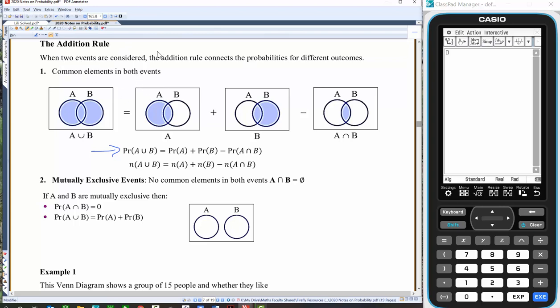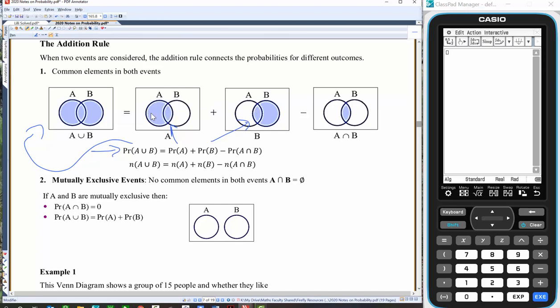All right, so when two events are considered, the addition rule connects the probabilities for different outcomes. So here we've got the A union B. So that's what that is. A union B is equal to the probability of A. So we're going to take the probability of A plus the probability of B, and what we're going to remove is one lot of the intersection. Why? We'll have a look at what happens when I add the two together.